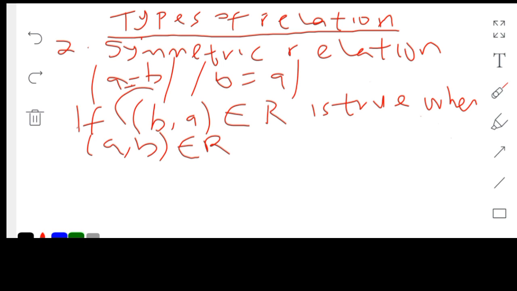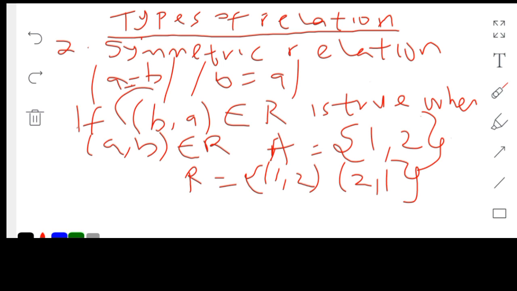Let me quickly give an example so we can understand better. Let's say set A is equal to {1, 2}. So how do we know this relation is symmetric? Let's look at this relation. We can say this relation is symmetric. Why? Because (1, 2) is a member of the relation and (2, 1) is a member of the relation. So if (1, 2) is true, definitely (2, 1) is also true, which makes it a symmetric relation.